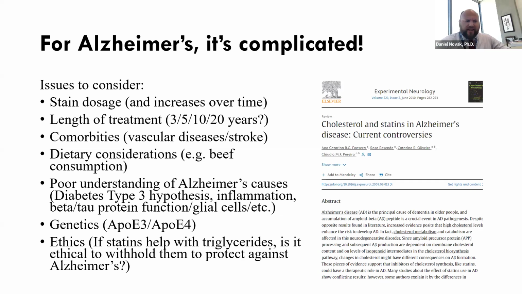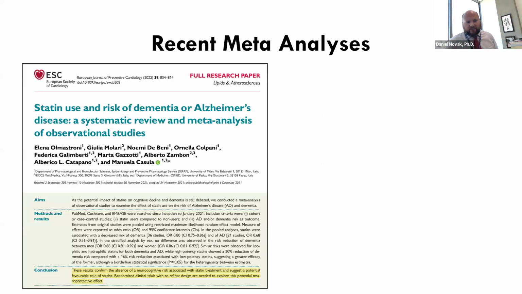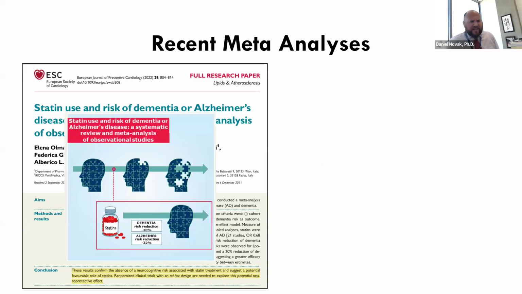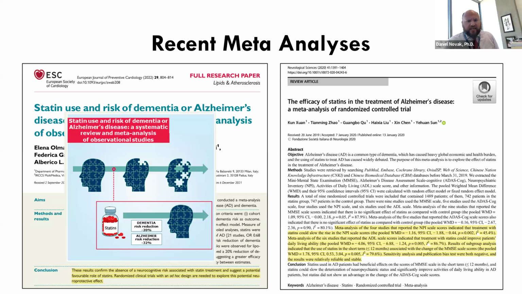Then there's also, as I always point out, an ethics issue. If statins help with triglycerides, that could lead to stroke or blood vessel claudication or all sorts of stuff like that. Is it even ethical to withhold that to protect people from the possibility of Alzheimer's? And we just don't know a lot of these things. There's been decades of research on it with inconclusive results. As I said earlier, the recent meta-analyses, when you look at either randomized controlled trials or observational studies, show really varying assessments of risk for these groups as well.